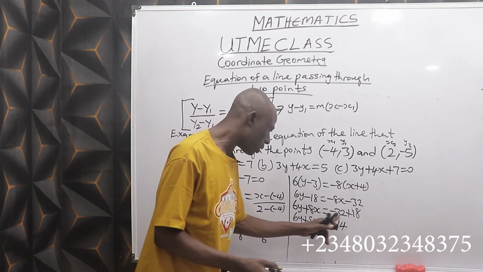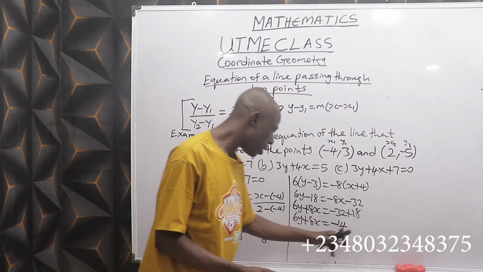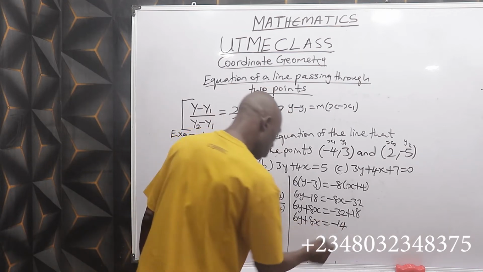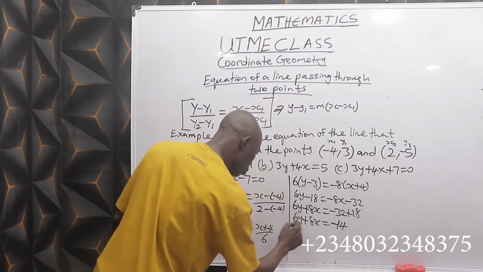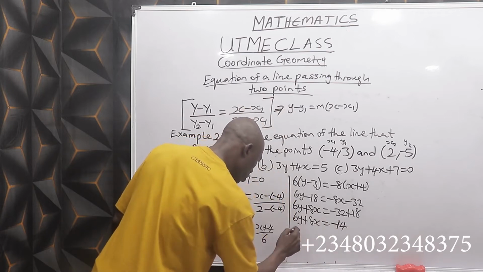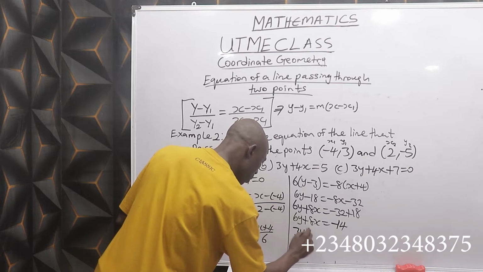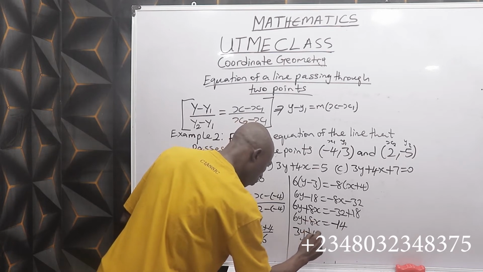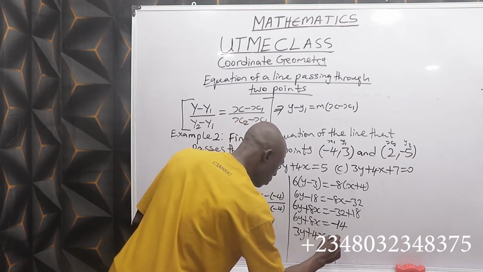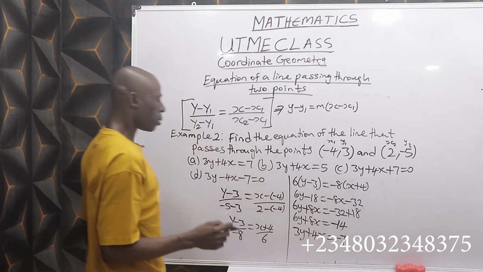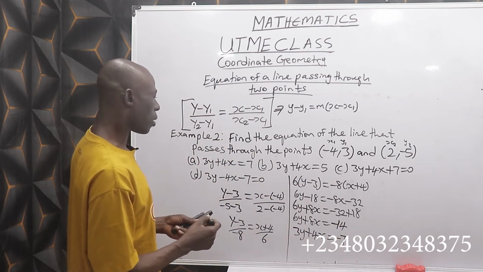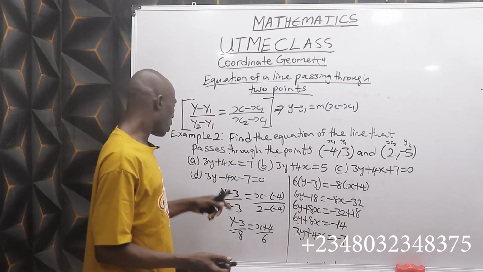Since it is negative 32 plus 18, it's going to be negative 14. 2 goes in all, so to reduce this, it will become 3y plus 4x equals minus 7. That is it. Let's now look at the options.